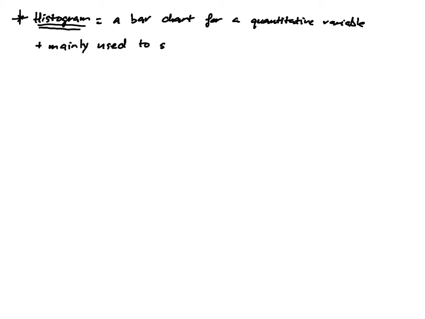So a histogram is just a bar chart for a quantitative variable. And we mainly use the histogram to show the shape of a distribution. Let's look at an example.